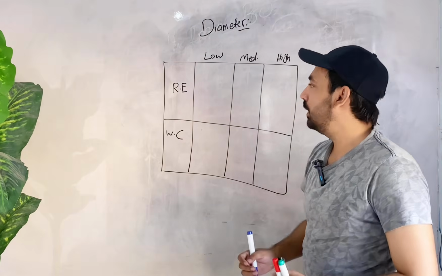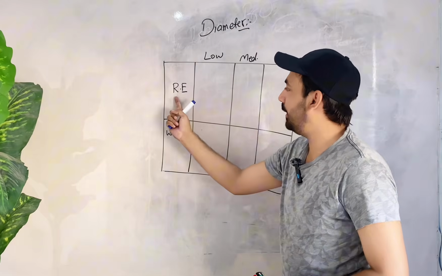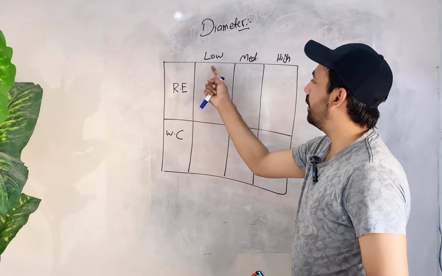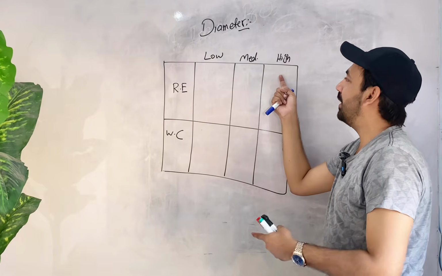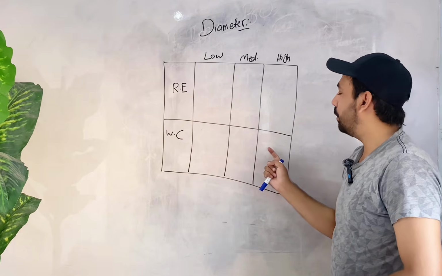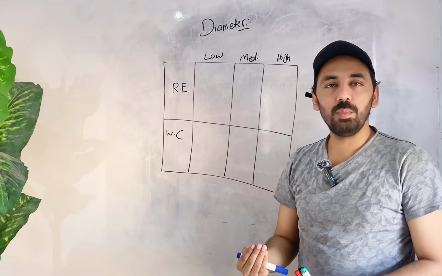So let's learn this condition with the help of this table. This is refractive error, and this is WC, meaning the water content. For example, if the refractive error is low, what will happen? If the refractive error is medium, what will happen? If the refractive error is high, what will happen to the diameter? If the water content is low, medium or high, what will happen to the diameter? What will we do to the diameter of the contact lens?